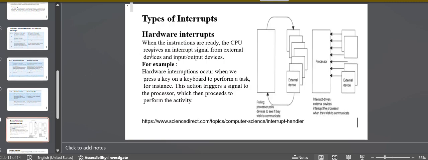Now the types of interrupts. For hardware interrupts, when the instructions are ready, the CPU receives an interrupt signal from an external device and input or output device. You can see the diagram of hardware interrupts here. An example of a hardware interrupt occurs when we press a key on a keyboard to perform a task. For instance, this action triggers a signal to the processor, which then proceeds to perform the activity.